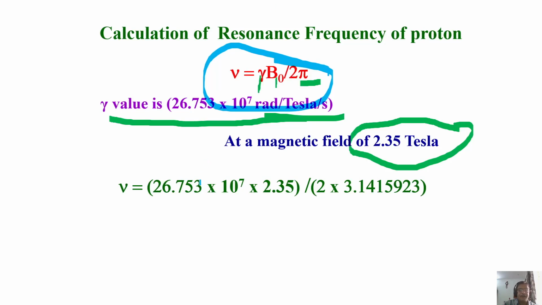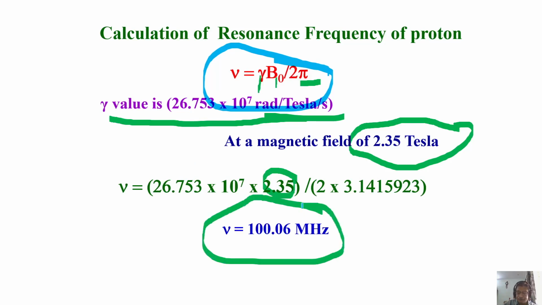Okay, nu is gamma by 2 pi times the magnetic field in Tesla. I know gamma, I know pi, and I know the magnetic field. These are simple numbers. Just plug them into your calculator and it turns out that nu is equal to 100.06 megahertz. I calculated nu is 100.06 megahertz.